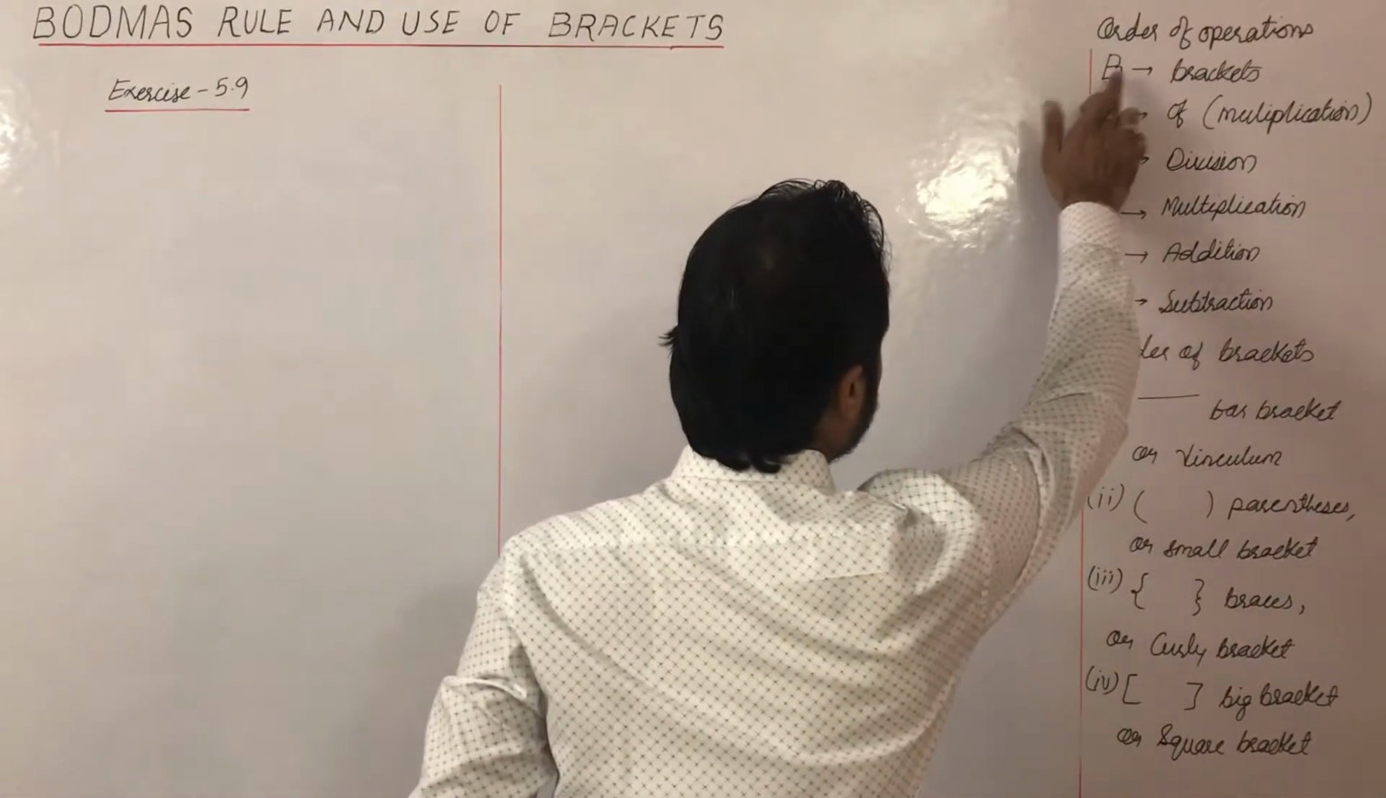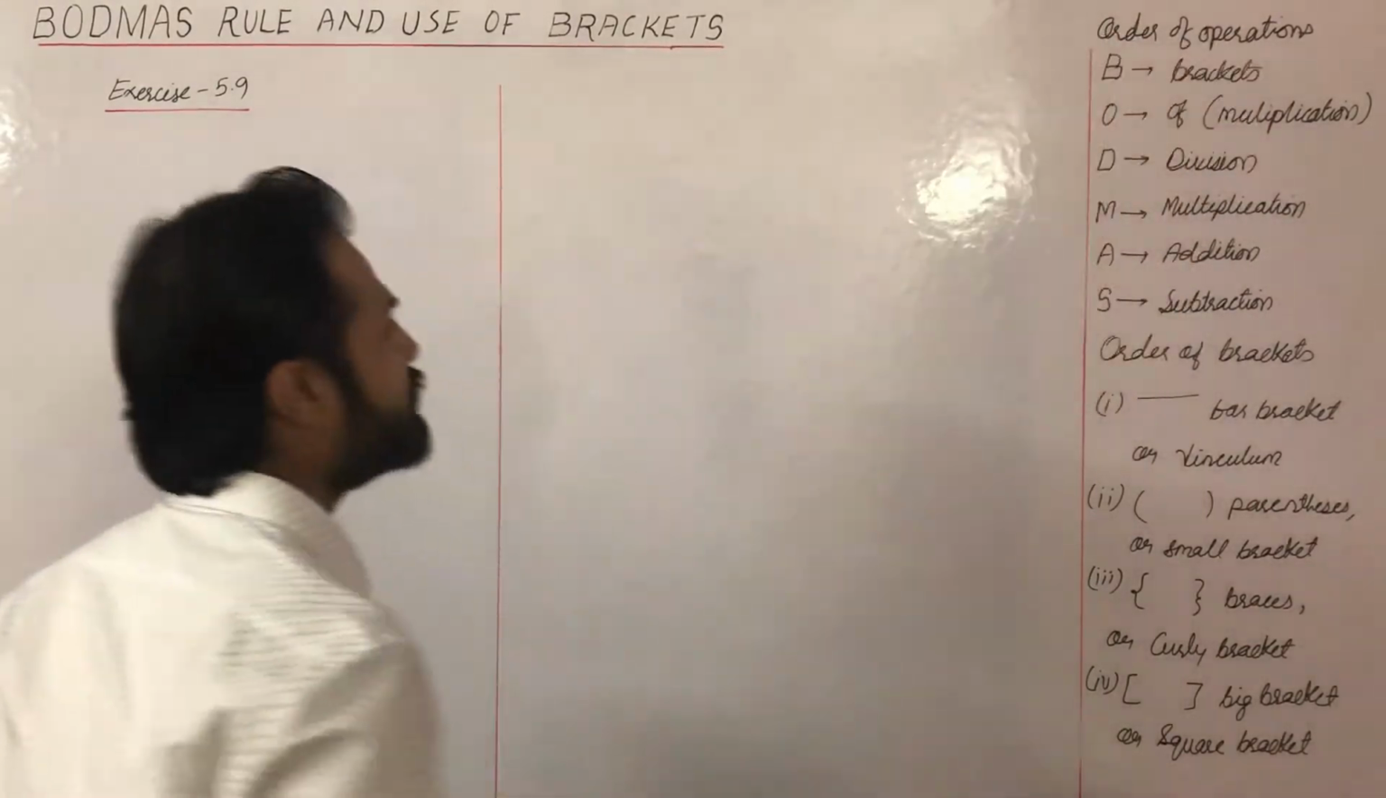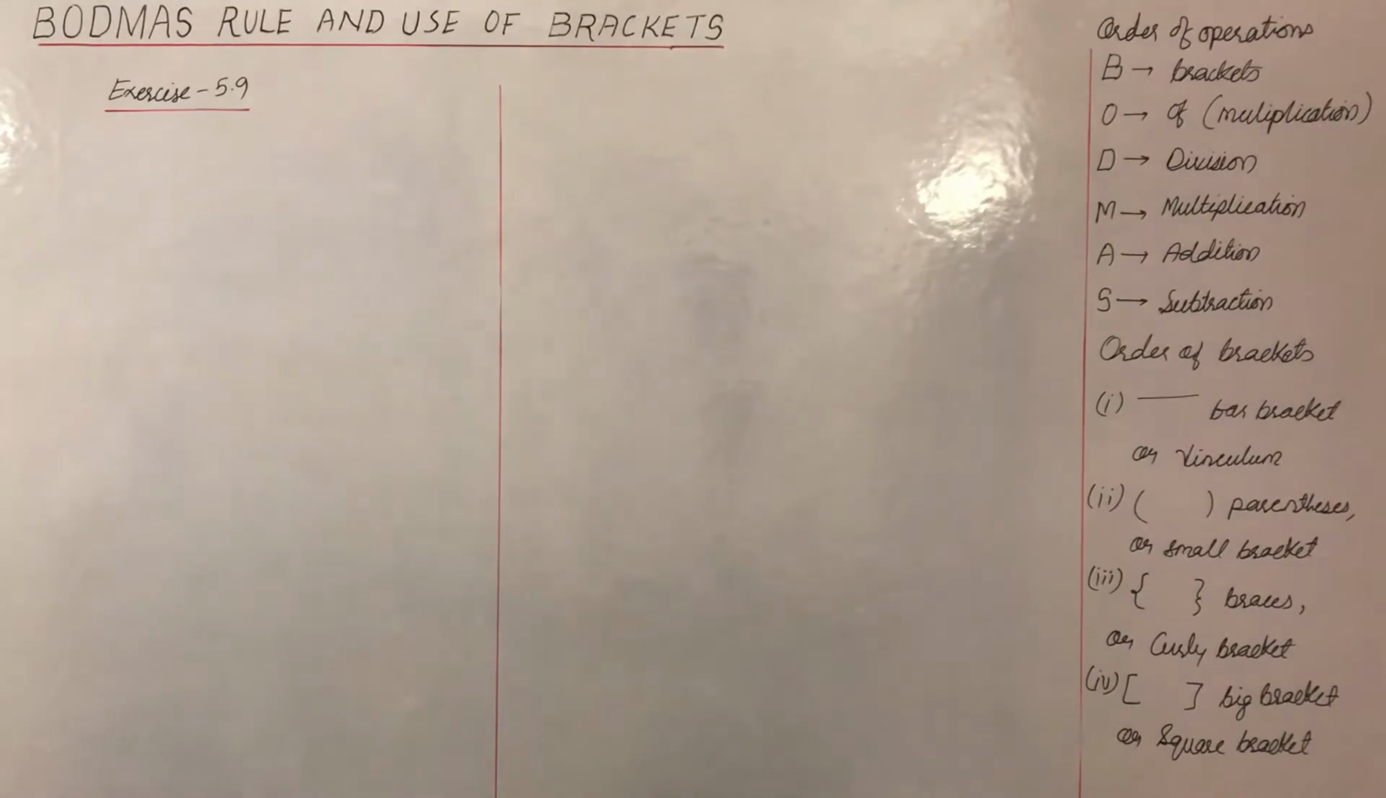First of all, B for brackets, so we have to solve brackets. Then O for of or multiplication. Then D for division. M for multiplication. A for addition, and then S for subtraction. So this is the order as per BODMAS rule.